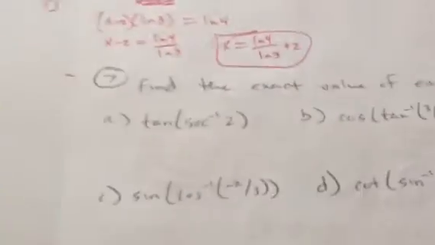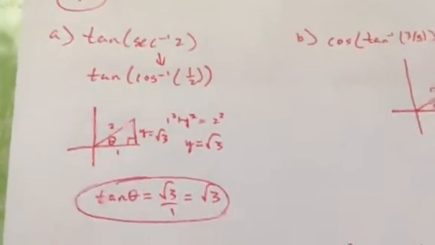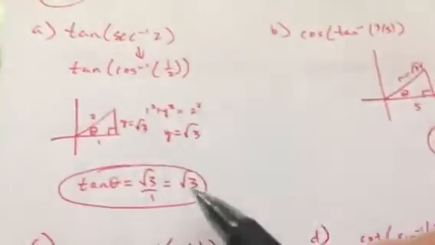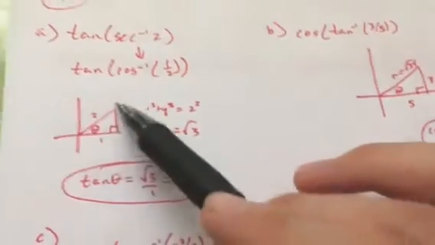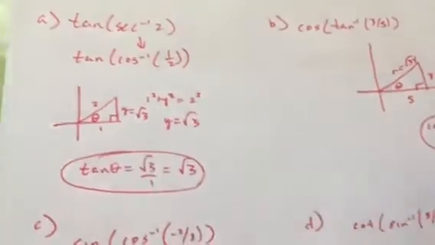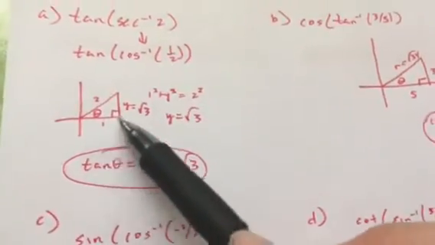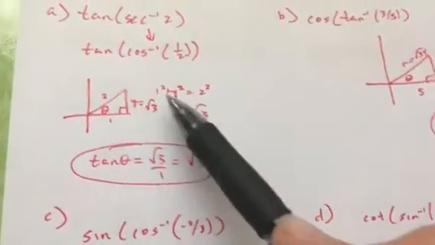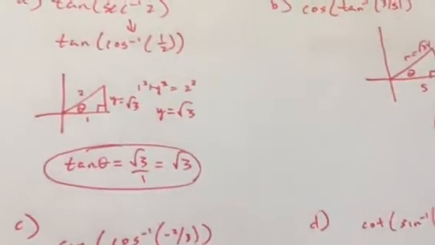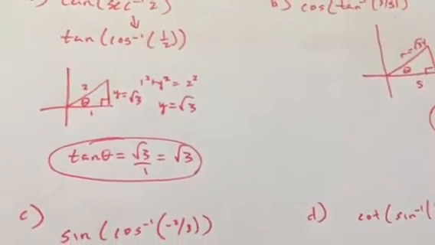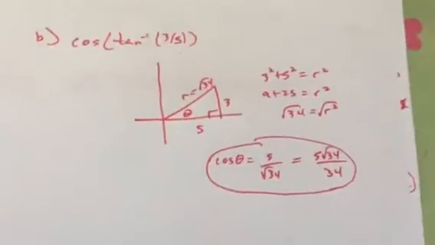All right, and finally, your last question here, its own page. Secant inverse, that's really cos inverse of 1/2. Secant is the reciprocal of cosine. Cosine inverse gives you values for first quadrant. That's positive, it's first quadrant. So draw an angle in the first quadrant that has a cosine of 1/2. Pythagorean theorem gives you √3 for that. So tangent, opposite over adjacent, √3 over 1.